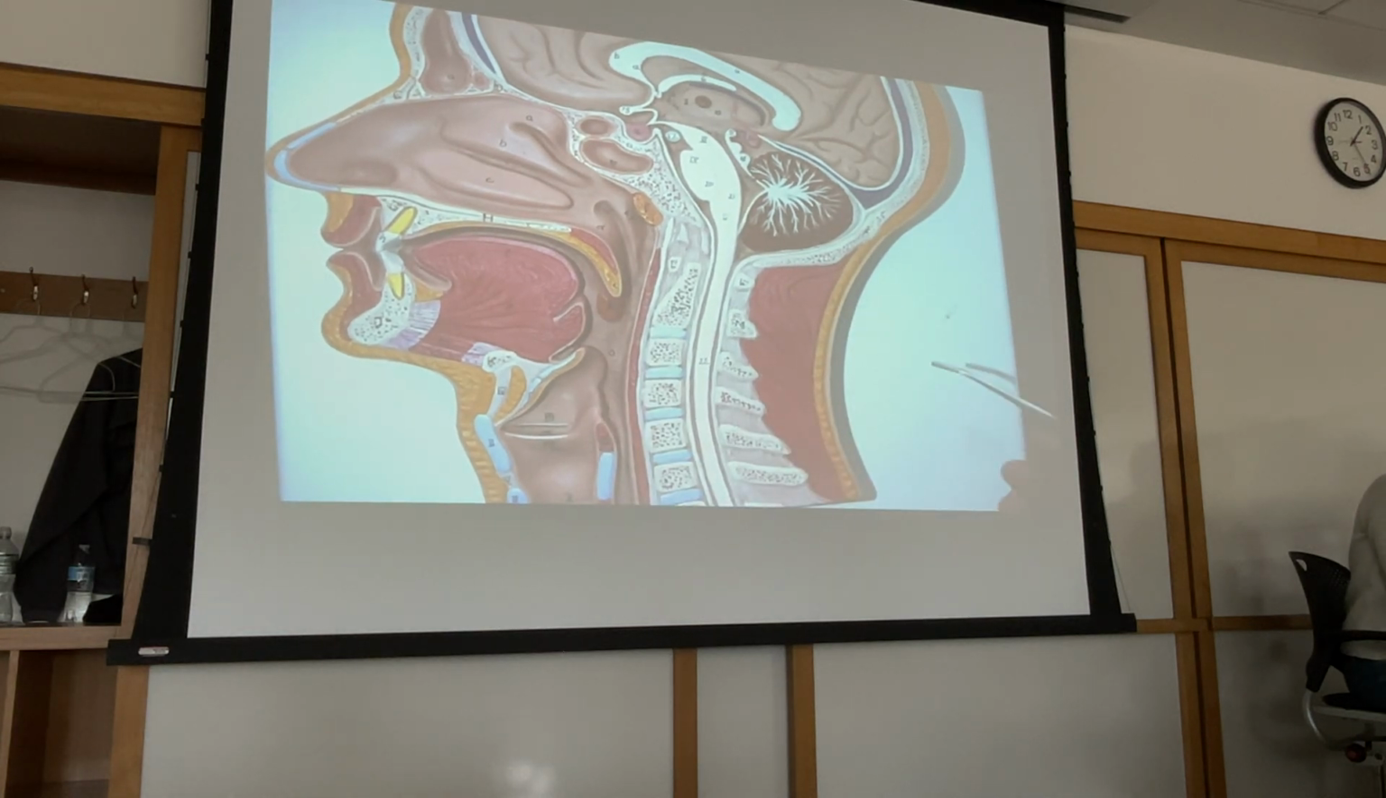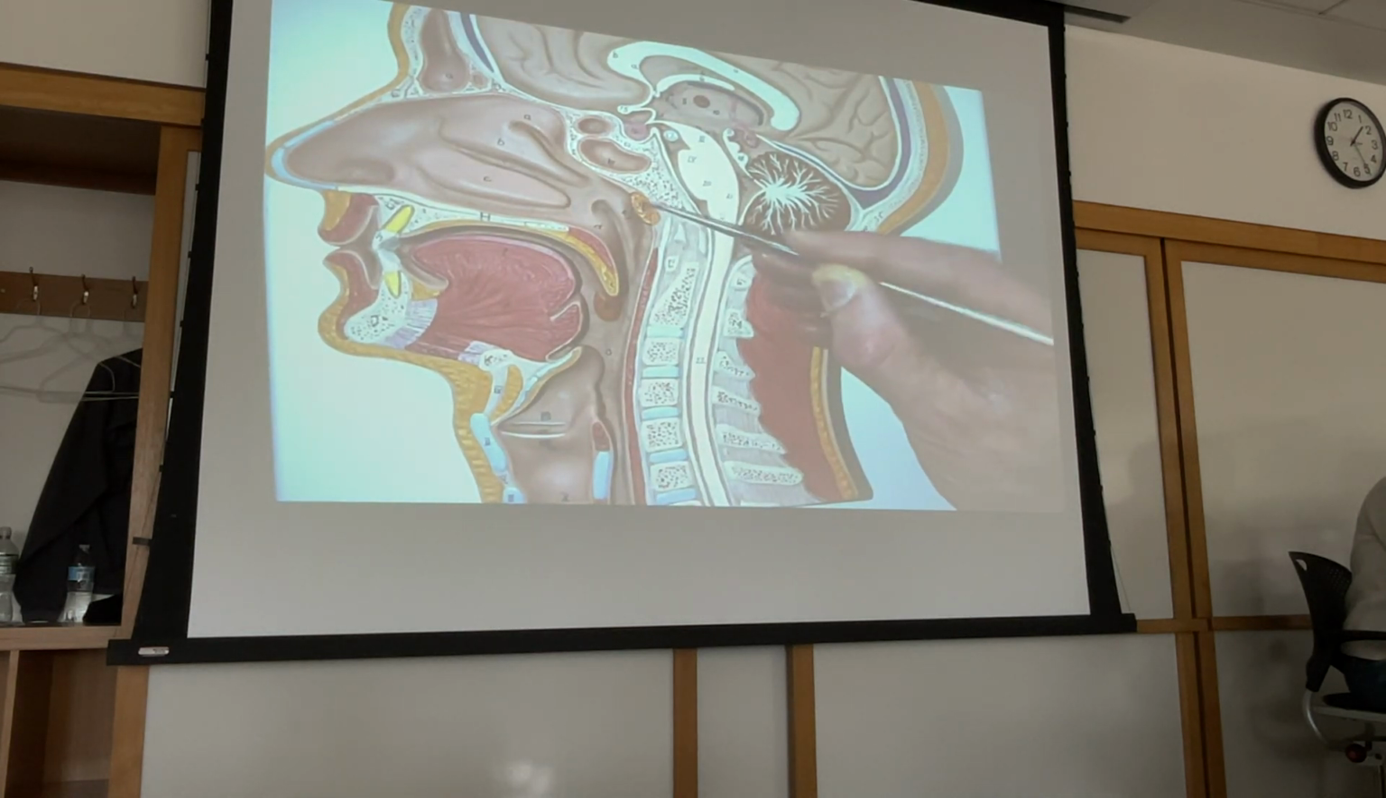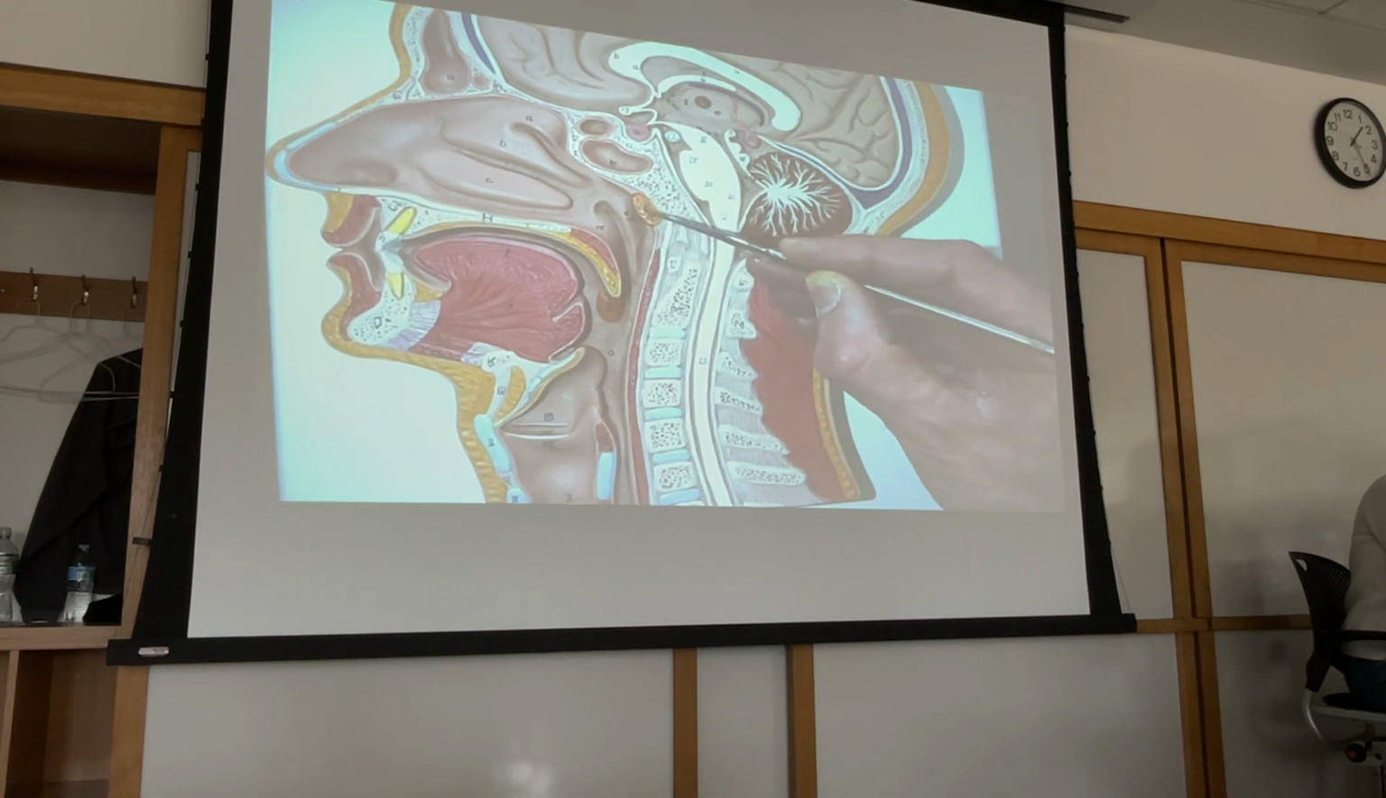And then the last tonsil that you have is this one up here. It goes by a couple of names. They call it the adenoid, or it's also called the pharyngeal tonsil.